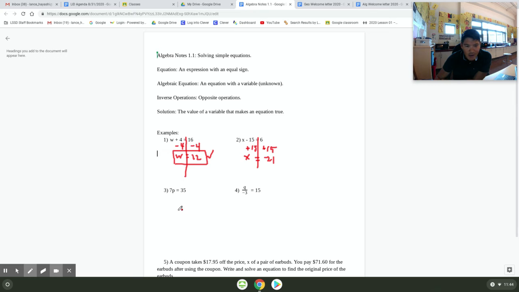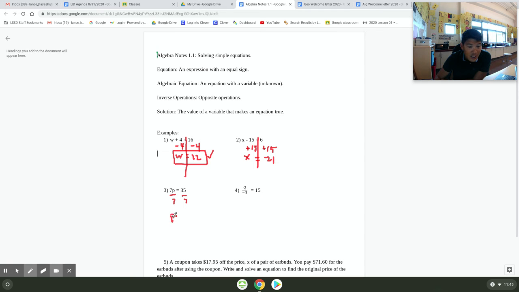Example 3, 7p is equal to 35. So if you have a number directly in front of the variable, that number, first of all, is called the coefficient, co meaning with, so the number with the variable. And what's being done here, even though it's 7p, that's the same as saying 7 times p. So p is being multiplied by 7. And then the inverse operation of multiplication is division. So you divide, and I can write that using a fraction bar, the left side of the equation by 7. You divide the right side of the equation by 7 as well.